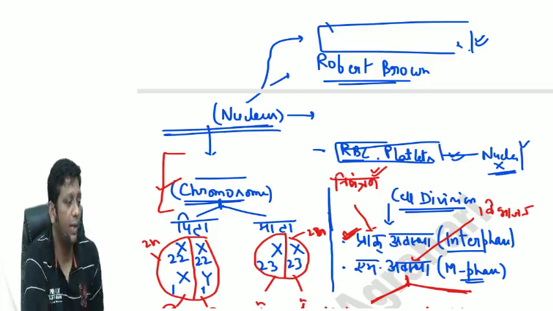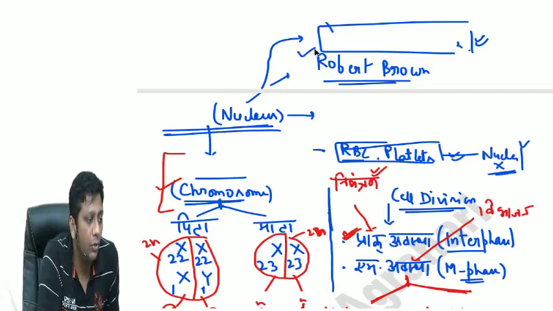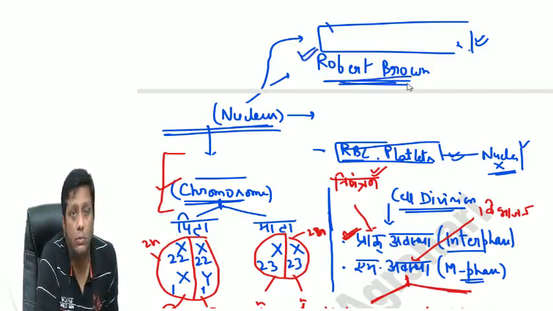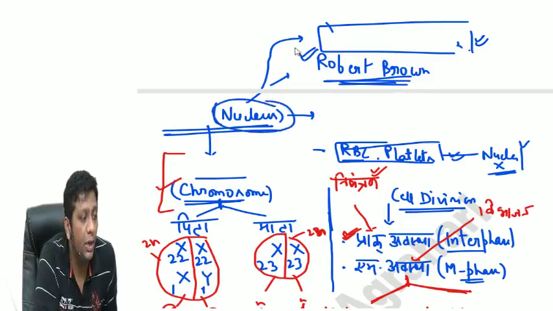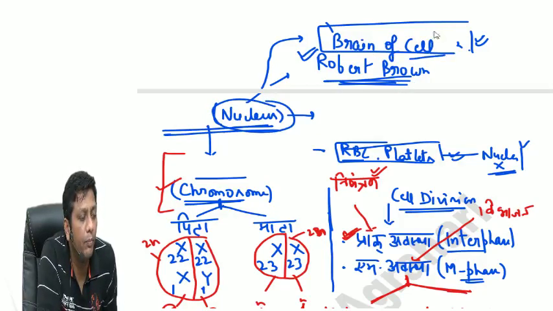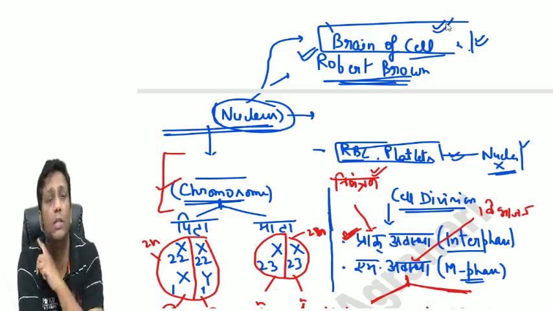And see guys, one thing. Who discovered the nucleus? The nucleus was discovered by Robert Brown. And one thing more guys. Nucleus is called the brain of the cell.